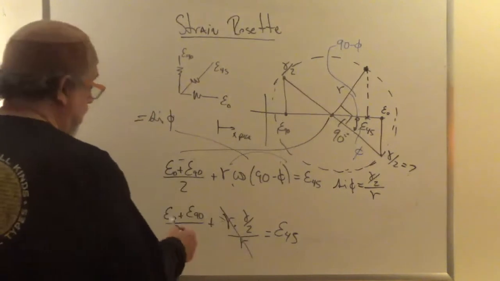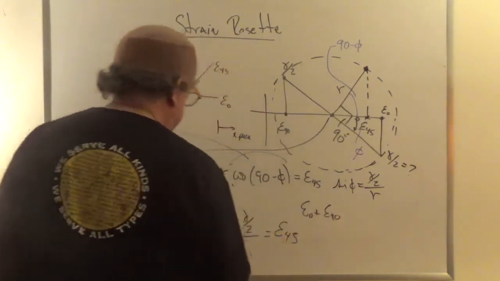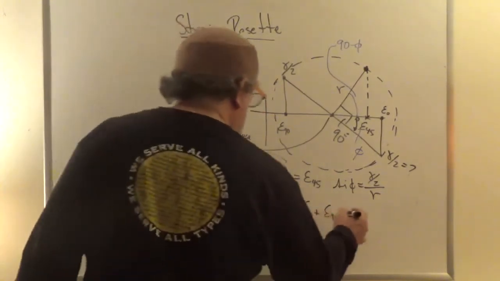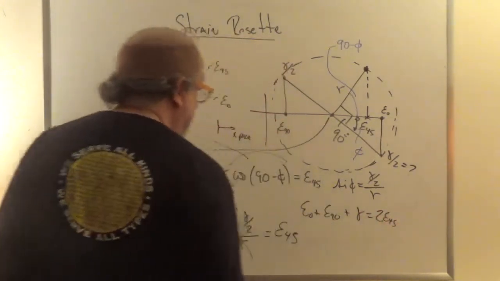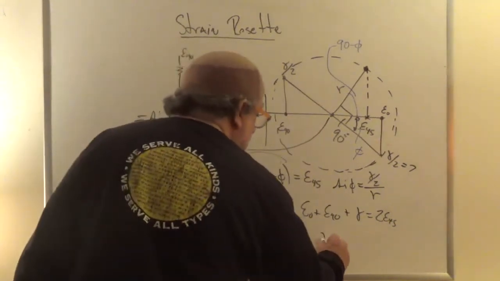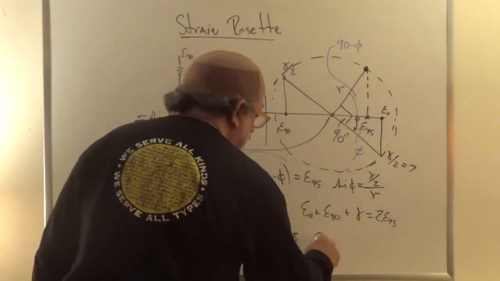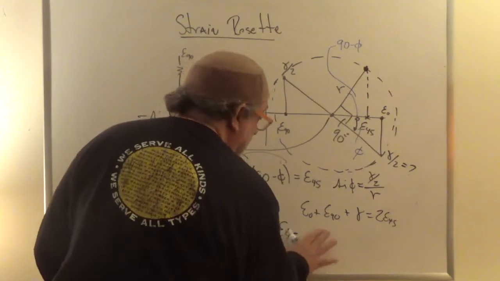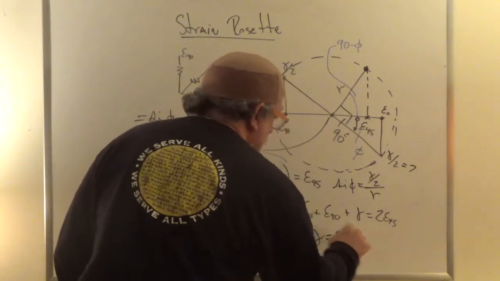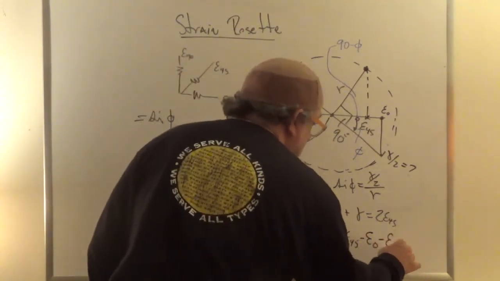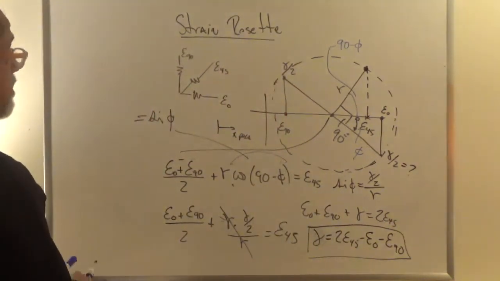So the r's cancel, and we get E0 plus E90 multiplying by 2 plus gamma equal to 2E45, right? And from there we find that, no, not E45, gamma. We can solve for gamma as being 2E45 minus E0 minus E90. So that's it. It's a very simple thing, right?